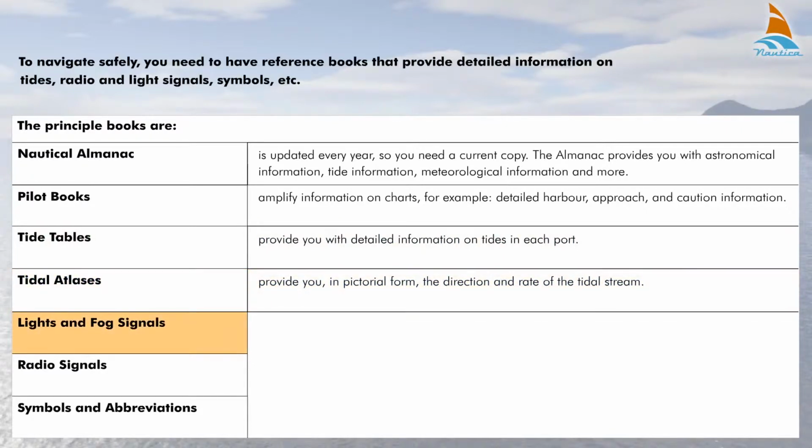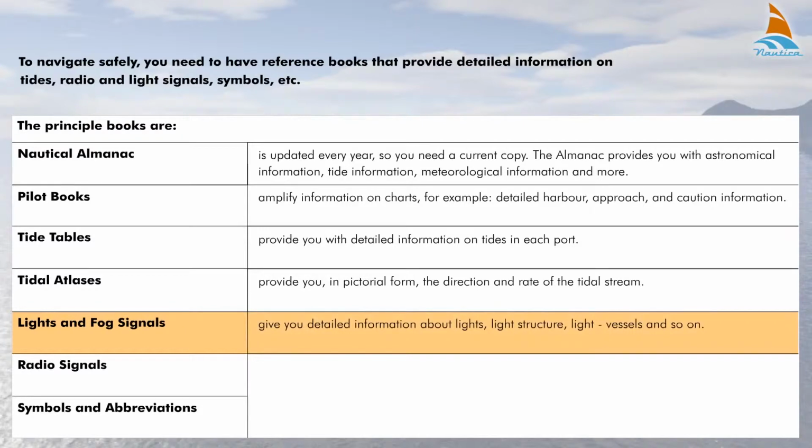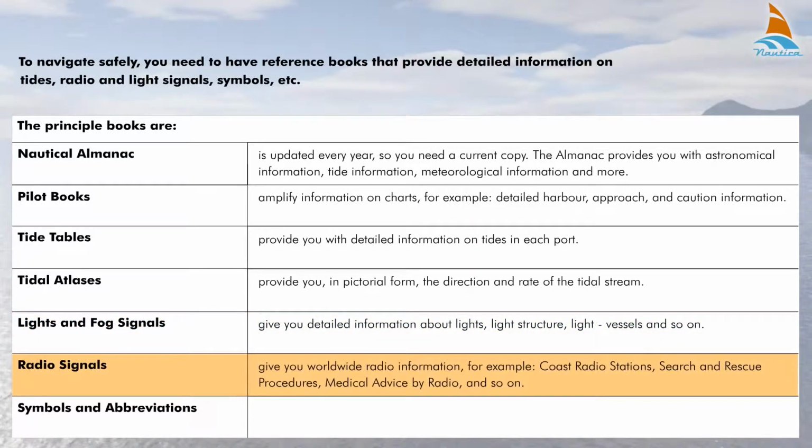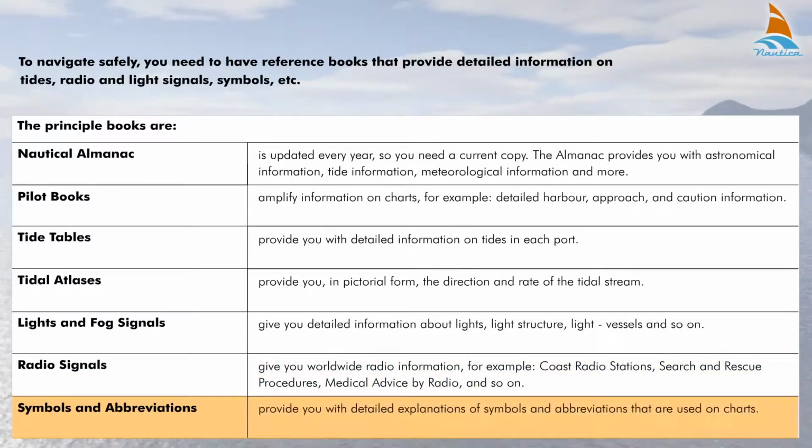Lights and fog signals give you detailed information about lights, light structure, light vessels, and so on. Radio signals give you worldwide radio information, for example, coast radio stations, search and rescue procedures, medical advice by radio, and so on. Symbols and abbreviations provide you with detailed explanations of symbols and abbreviations that are used on charts.